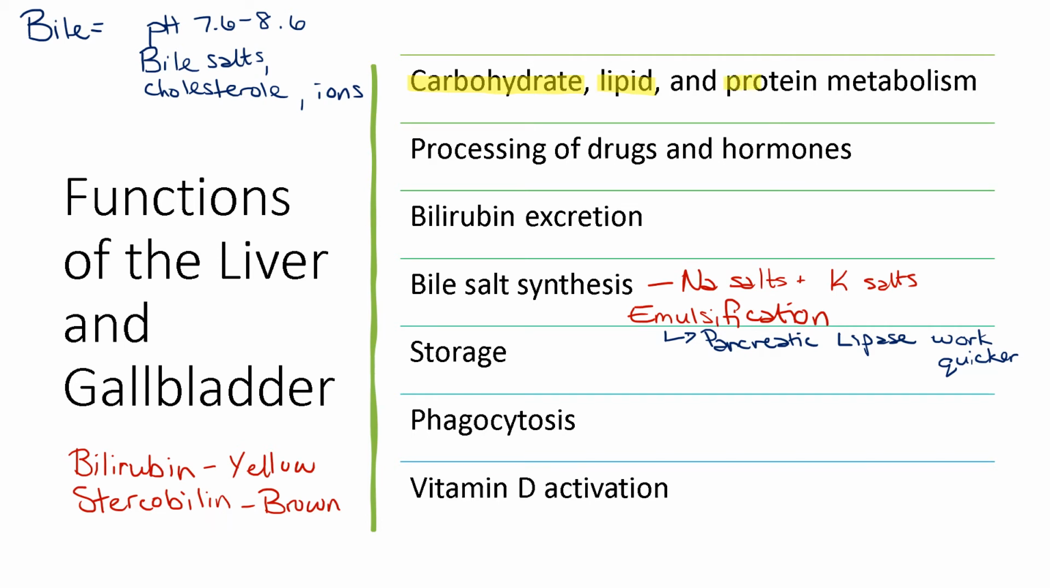And the liver also works in protein metabolism as well. So hepatocytes will work to remove the amino group from amino acids so that the amino acids can be used for ATP production. The liver will also function in processing of drugs and hormones. So the liver can detoxify substances like alcohol, and it can also excrete drugs like penicillin and erythromycin into bile.